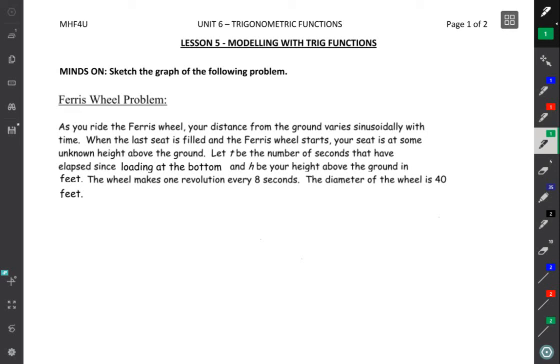So the first thing I'd like you to do then is simply read this word problem and see if you can represent it using a graph.